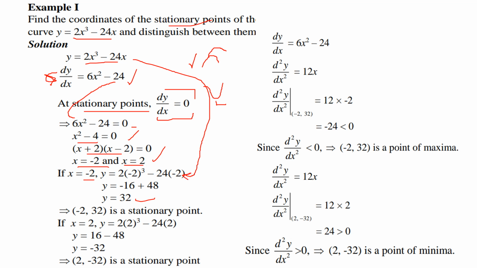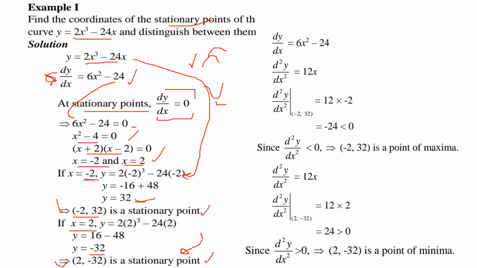So if x is equal to negative 2, y is 32, and that means our point there is negative 2, 32. And if x is equal to 2, then y is equal to negative 32, and that means our stationary point there is 2, negative 32. Here, remember, we have only found the stationary points, but we don't know whether they are maximum or minimum. We don't know which one is maximum and which one is minimum.